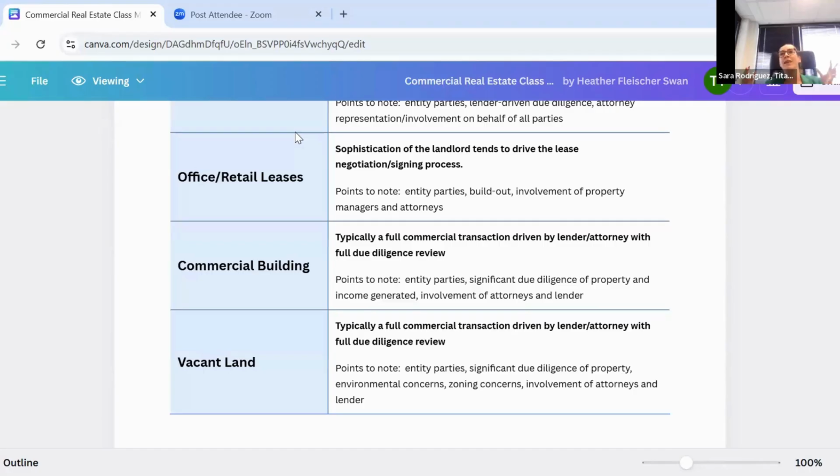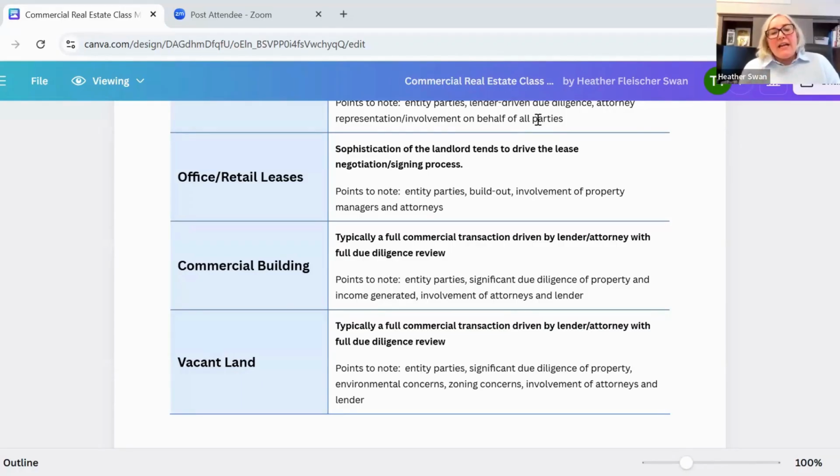Is it a triple net lease? Right. What does that mean? Even a lease is very different from a residential lease, where sometimes in a building, if the HVAC goes, the person who's leasing it has to fix it. So just be aware that every lease, as Heather said, is very custom to the situation. There are certain things that the person signing it should definitely be aware of.